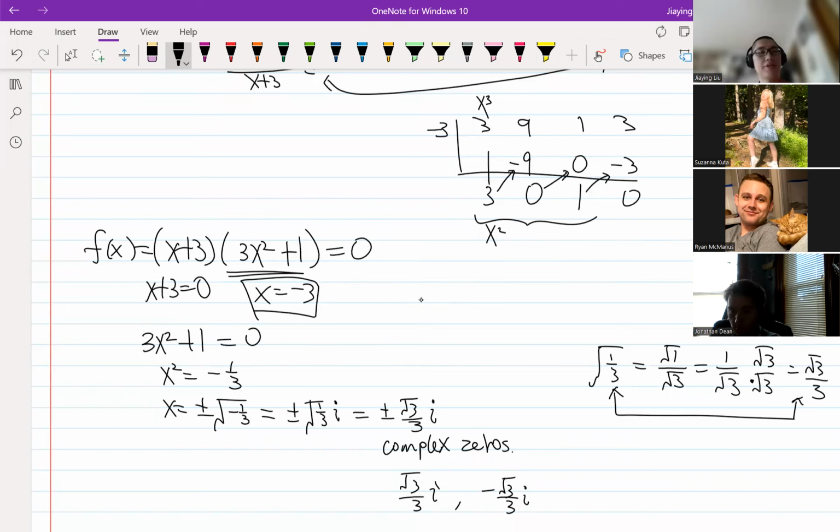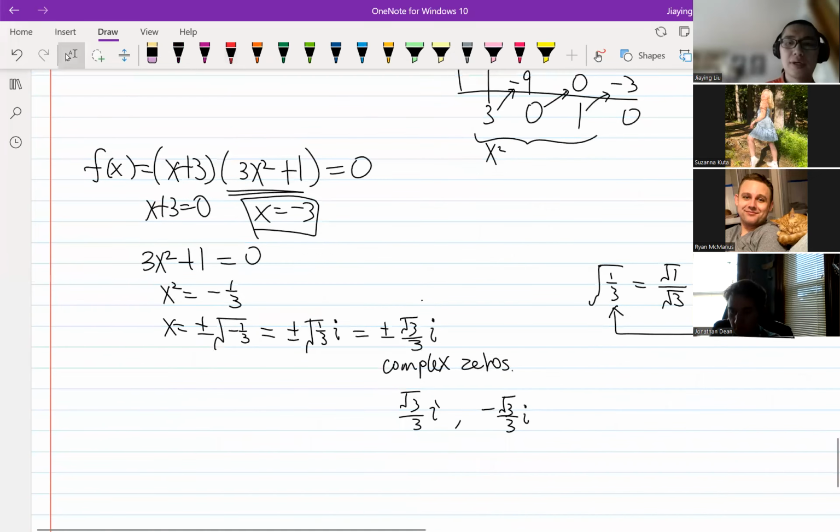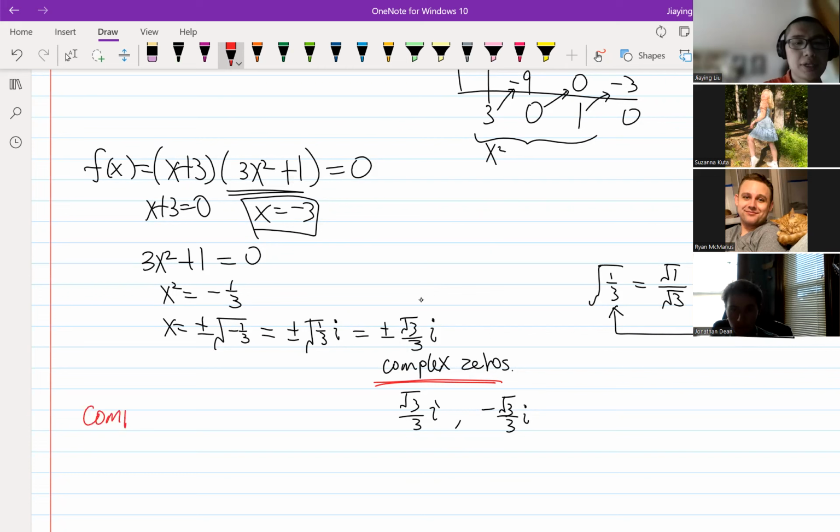One comment about these complex zeros at the end. When we solve a polynomial function, complex zeros always come in pairs. As they say, complex zeros always come in conjugate pairs.